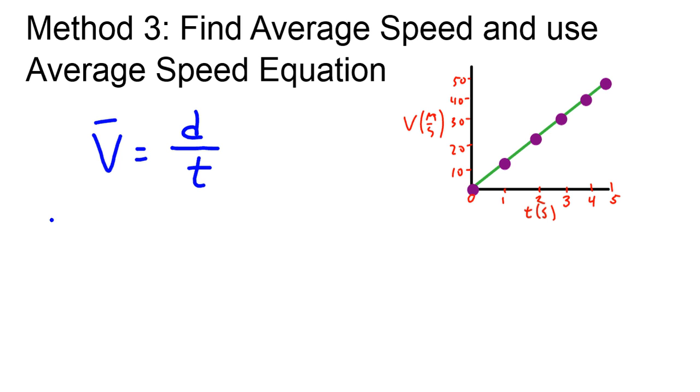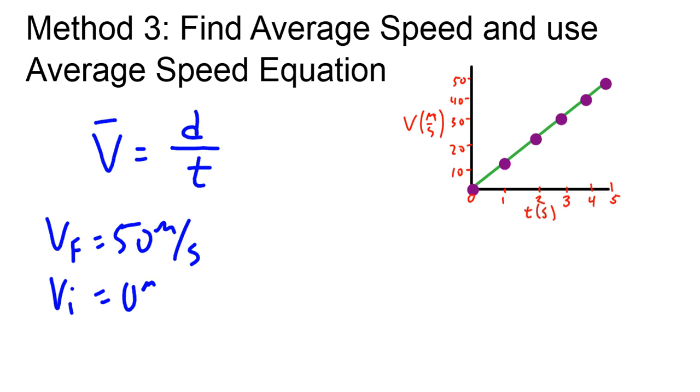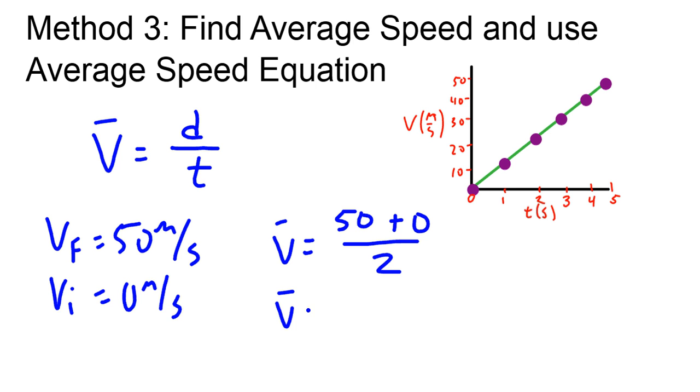Well, the final velocity was 50 meters per second. The initial velocity was 0 meters per second. And so the average speed is the final velocity plus the initial velocity, simply divided by 2. And so we get an average velocity of 25 meters per second.